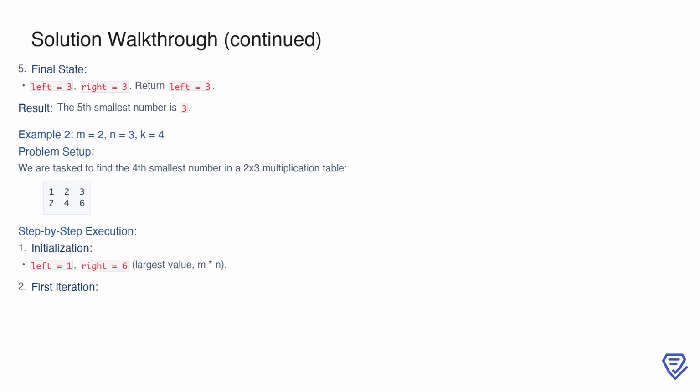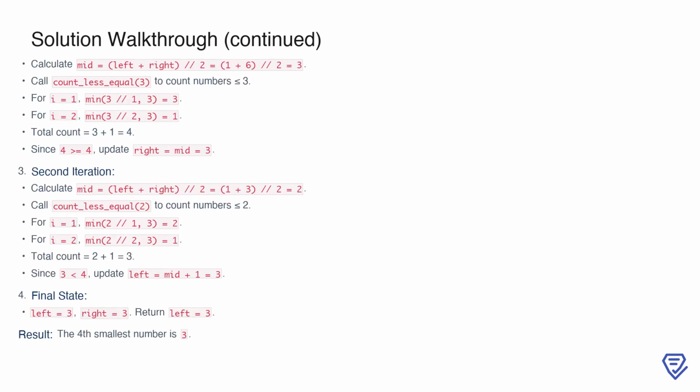Using the count_less_equal function, we calculate the number of values less than or equal to 3. For the first row, we get min(3//1, 3) equals 3, and for the second row, min(3//2, 3) equals 1, giving a total count of 4. Since the count matches our target k equals 4, we update right to mid, setting right equals 3.